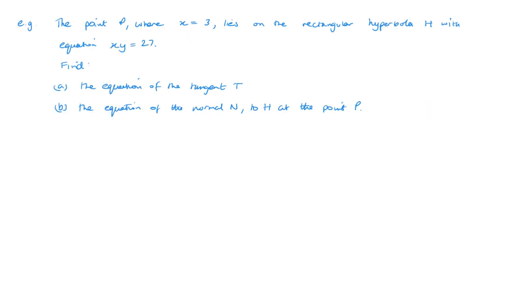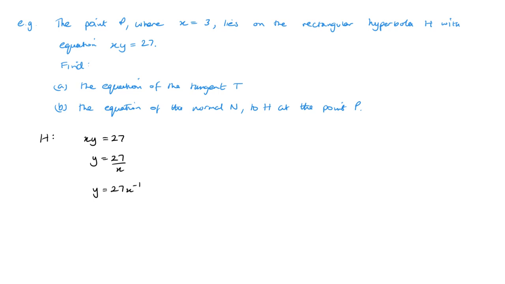So here we have the point P, where x equals 3, which lies on the rectangular hyperbola H, with equation xy equals 27. Find the equation of the tangent. So first, let's look at H. xy equals 27. Now, what I want to do is just rearrange this. So y equals 27 over x, or y equals 27x to the minus 1.